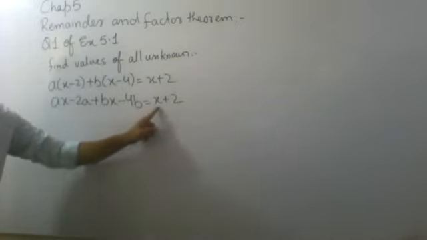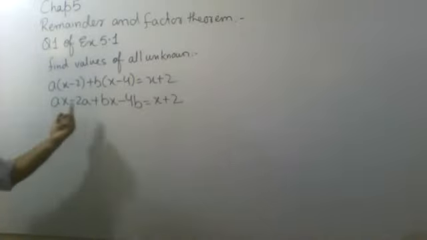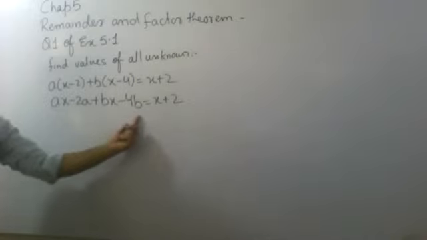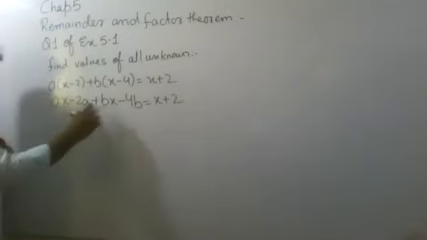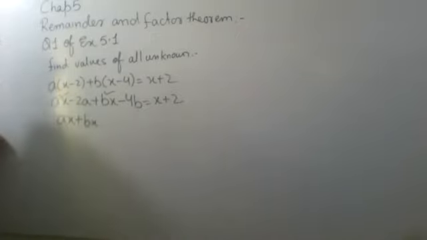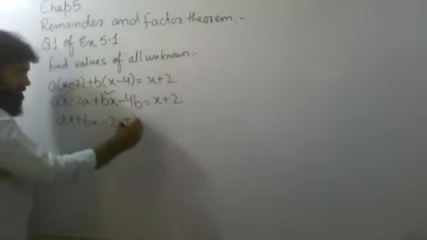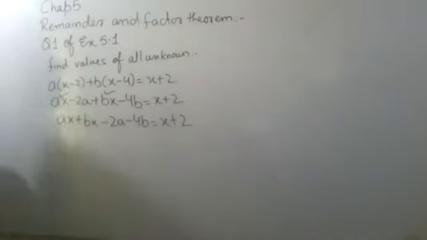Over here I have got one x term and one constant term. Over here I have got two x terms and two constant terms. So rearranging it, ax plus bx. I have arranged these two together. What is remaining? Minus 2a minus 4b equals to x plus 2.